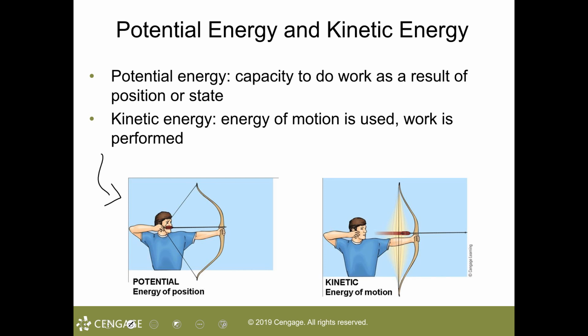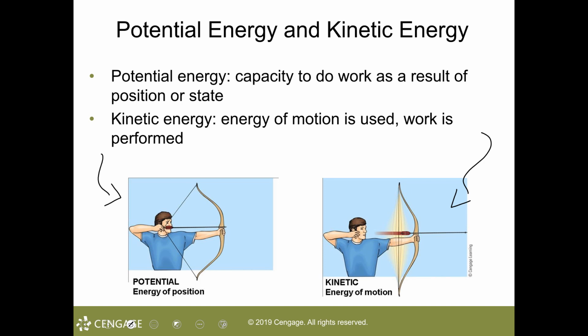Potential energy is the capacity to do work as a result of position or state. When that string is released, this potential energy is directly converted into kinetic energy, as you all see there. That's the energy in the motion of the bow which propels the arrow.